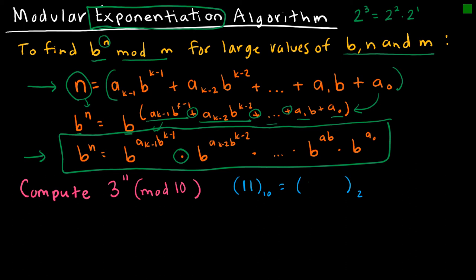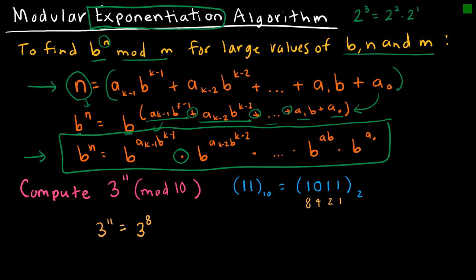So if I were taking 11, that would be an 8, which would leave me with 3 left over, which means I don't need any 4s, but I still have 3 left over, which means I need one 2, which leaves me with 1 left over, which means I need one 1. So here's my exponent, now written in binary. And so what this algorithm tells us to do is, and again, I'm just going to reiterate, remember, in binary, 2 to the 0 is 1, and 2 to the 1 is 2, and 2 to the second power is 4, and 2 to the third is 8. And so essentially what I'm going to do is take 3 to the 8th.